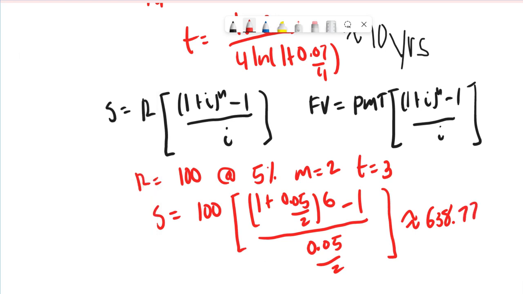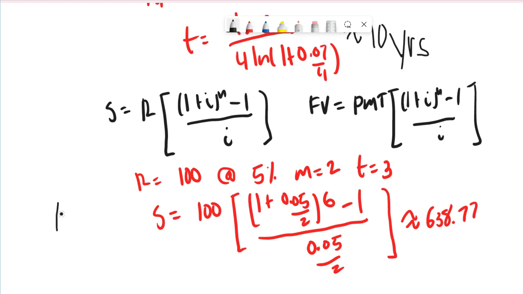I'd be very interested to see if maybe I did something wrong. But it seems like that's going to be correct because the payment is 100. How many payments are you making? You're making 6 payments, so in that case, that's $600. So that means that the earned interest is actually just $38.77.